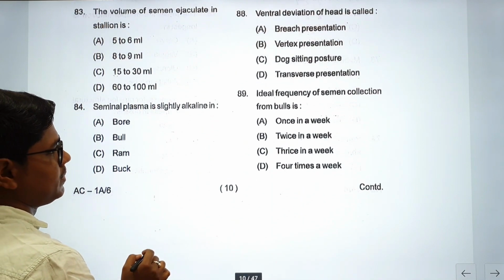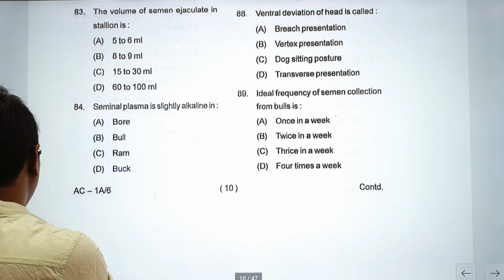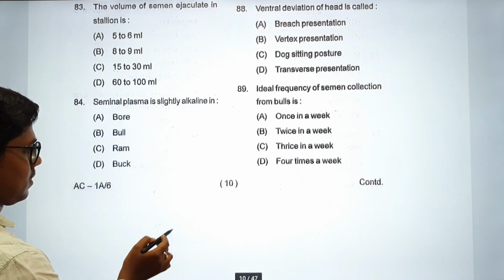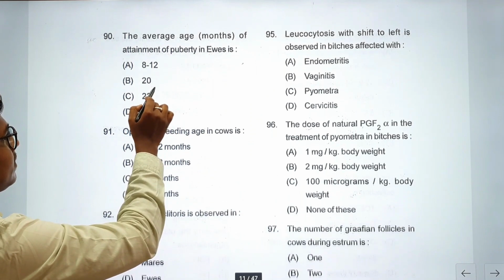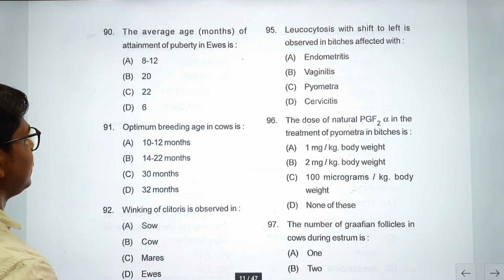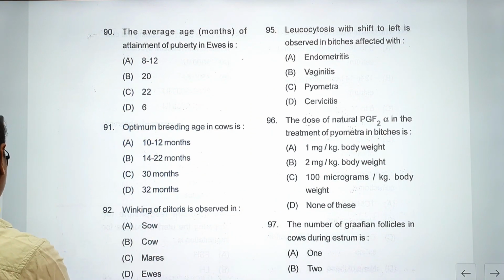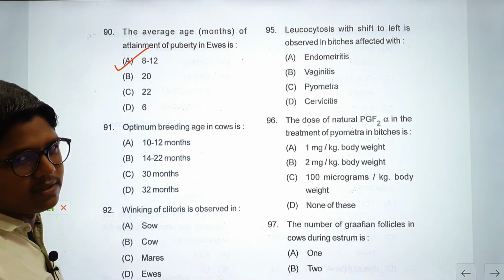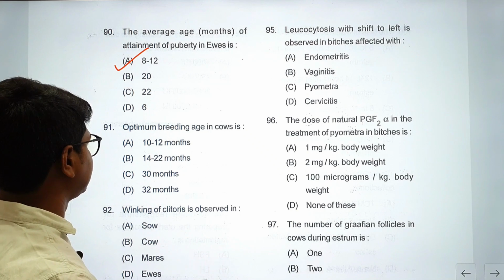Ideally, frequency of semen collection from bull is twice a week. The average age of attainment of puberty: see, these kind of questions are controversial. Okay, the answer is 8 to 12, but it may vary. Okay, they are not fixed.